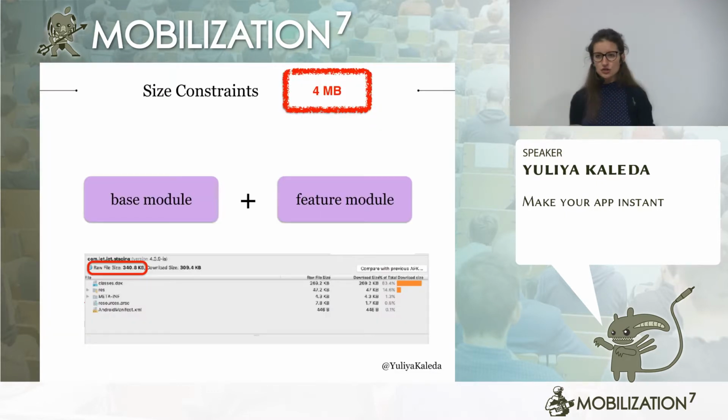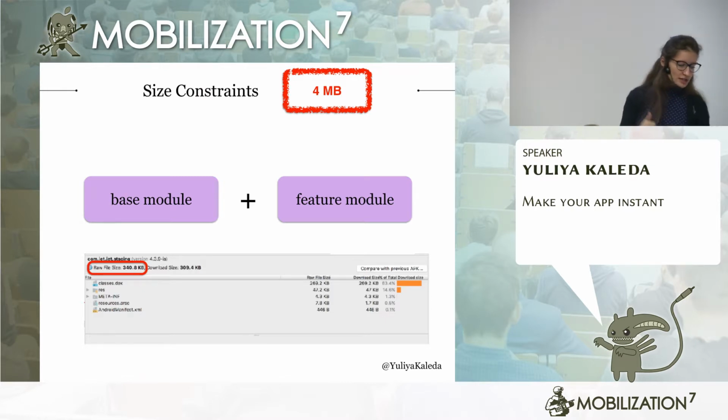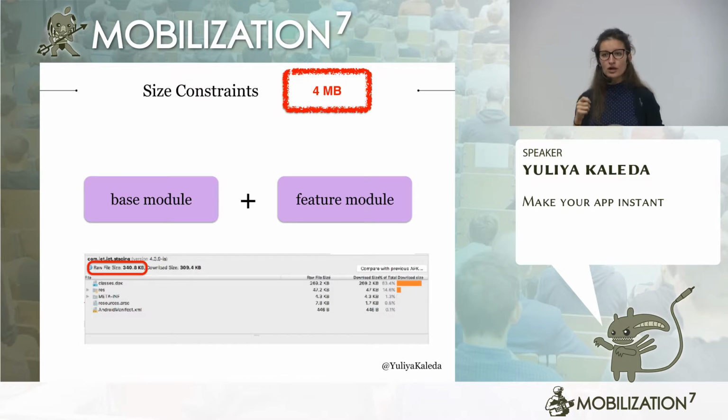So we've talked about size constraints in a single-feature instant app, and we've talked about the base module being not more than the 4 MB size limit. So what's the case with a multi-feature instant app? In a multi-feature instant app, when a user clicks on a URL address, it's not only a feature module that is being downloaded. It's a combination of a base module and a feature module that are being downloaded on the device at the same time, simultaneously. If you think about it further, it's actually the base module and feature module that have to be 4 MB together, not 4 MB per base module and per feature module.